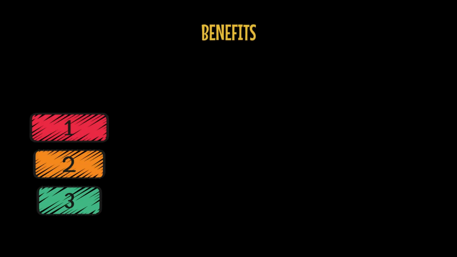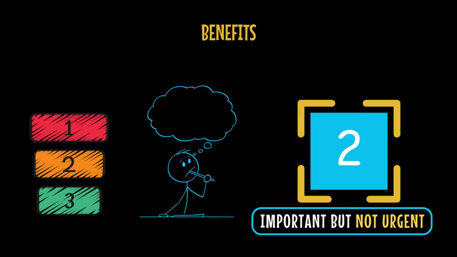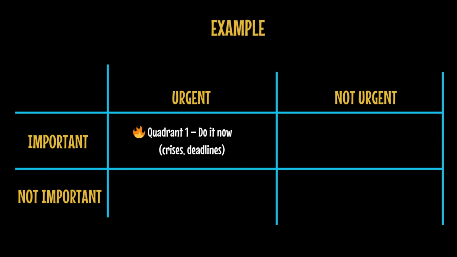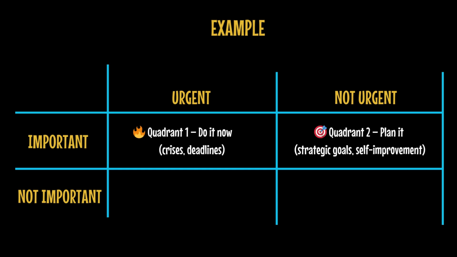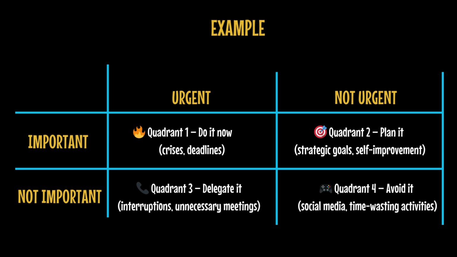Benefits: clear visualization of priorities, encourages long-term thinking by emphasizing Quadrant 2 tasks. Example: Quadrant 1, do it now, crises, deadlines. Quadrant 2, plan it, strategic goals, self-improvement. Quadrant 3, delegate it, interruptions, unnecessary meetings. Quadrant 4, avoid it, social media, time-wasting activities.